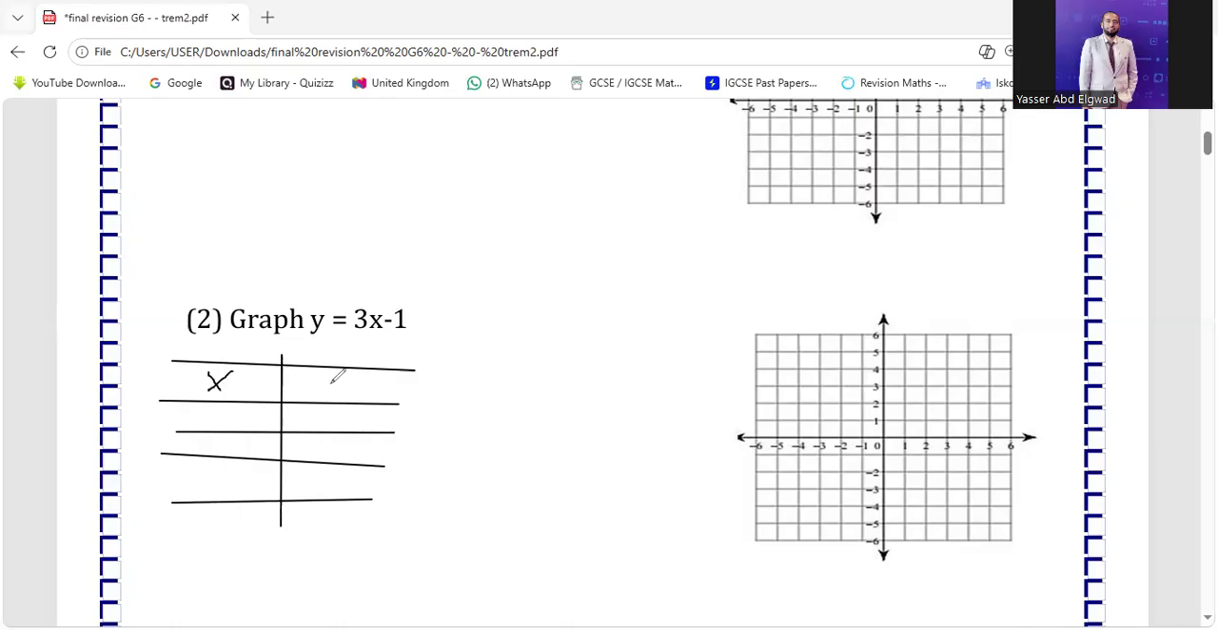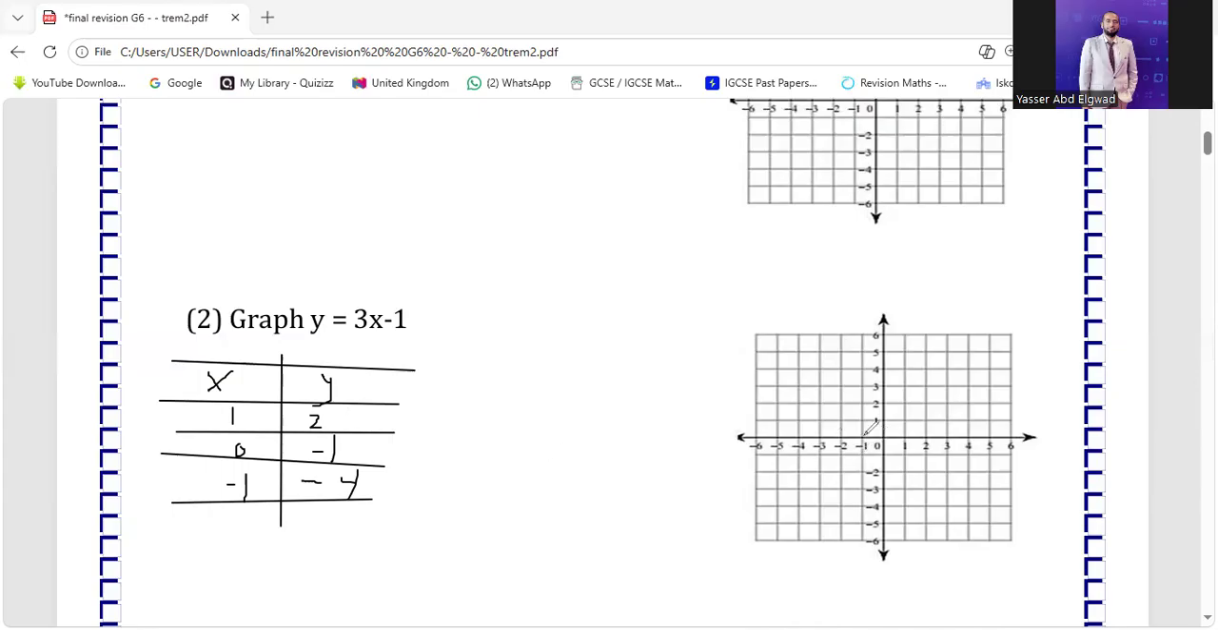Here is x and here is y. Put 1 as we said: 3 multiplied by 1, 3, minus 1, 2. Put 0: 3 multiplied by 0, 0, and the remainder negative 1. Put any number as you like. Negative 1: here is negative 3, minus 1, negative 4. And I try to take easy points, a small value. Do not take 100 or 1000, because the graph can already represent the larger points.